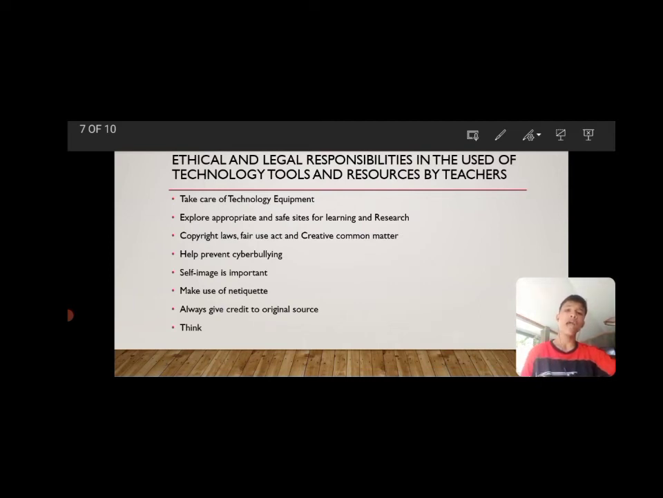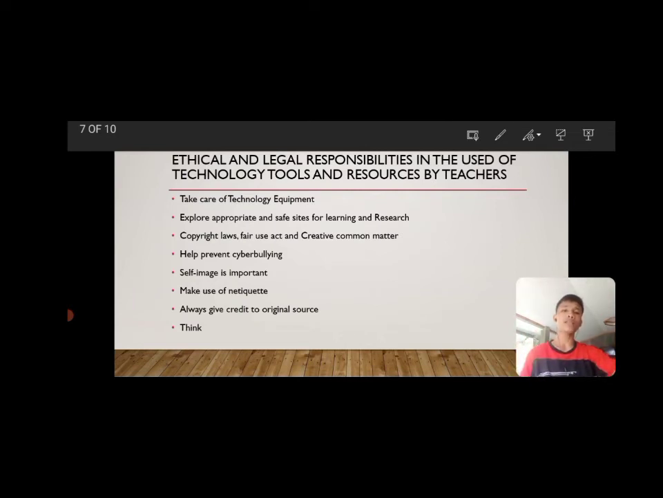So the fifth is self-image is important. So when we are using technology tools and resources, it is the responsibility of the teachers to give the importance of the image of their students on how they are using that technology or giving its value.